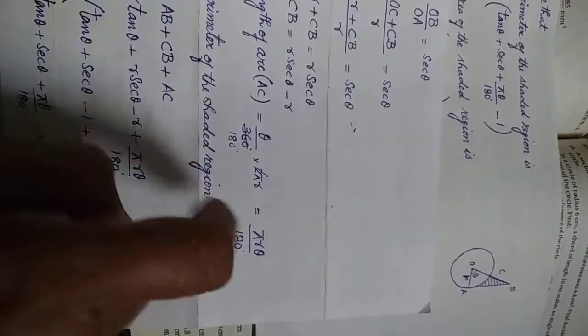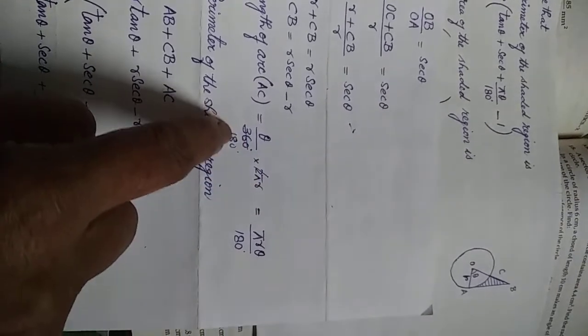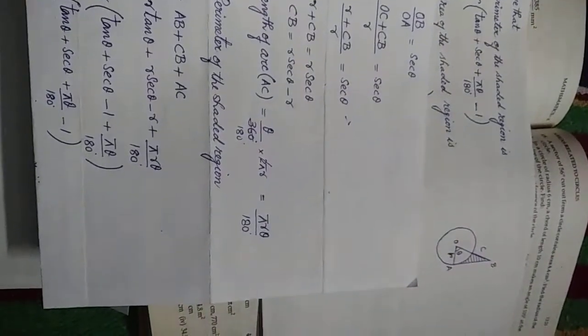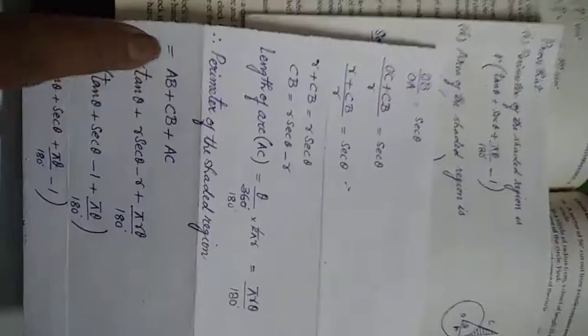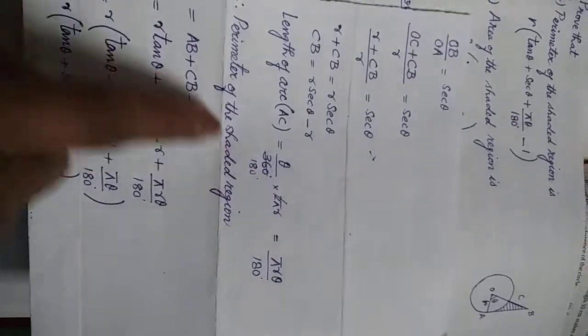Now this AC is the length of the arc, and the length of arc's formula is theta by 360 into 2 pi r. So here this 2 and 360 will be cancelled to 180. So after calculation it will come pi r theta by 180 degree. Now we want to find the perimeter of the shaded region, means we have to start from here. You can see AC, then CB, then AB.